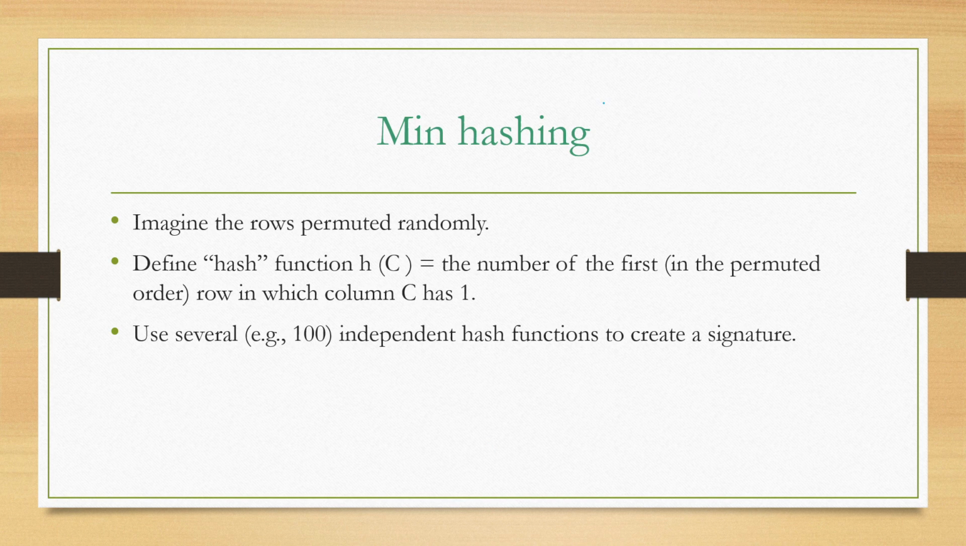Next we'll see how to perform min hashing, and we will try to find out the signature of documents. First we have to perform permutation of the rows, and this is done randomly. So if a matrix is given to us, then we will row-wise try to do the permutation. Maybe the first row becomes the last row, this row becomes the first row, and so on.